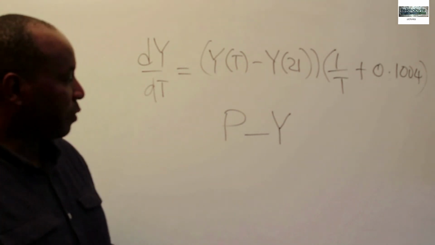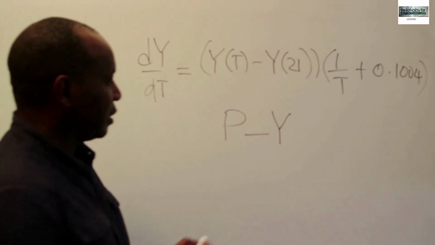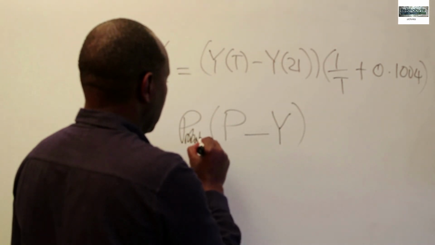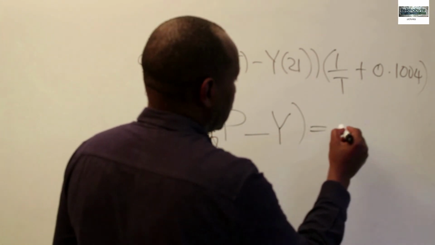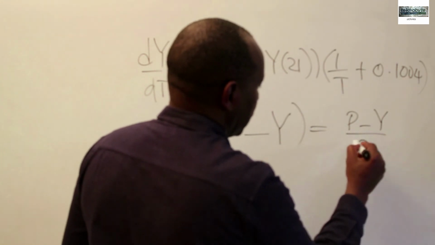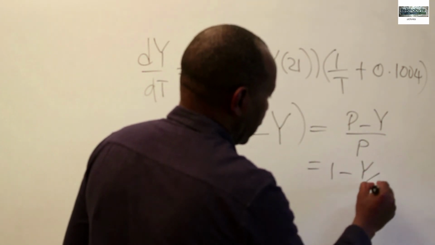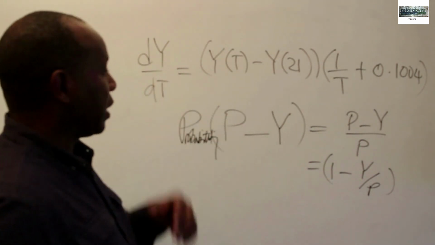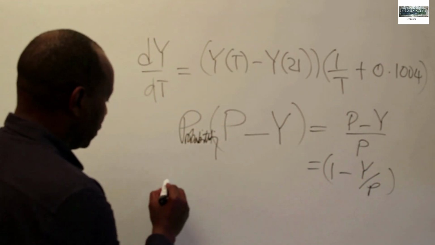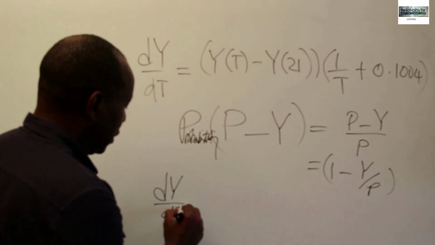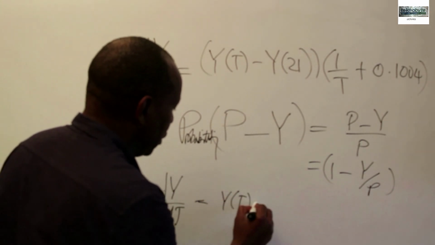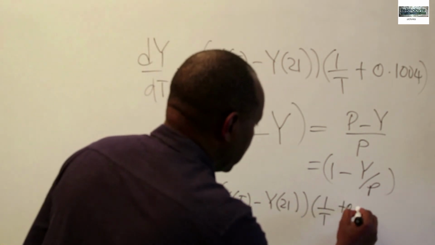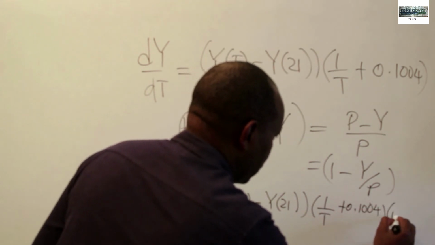Therefore the probability of meeting somebody who has not had the disease is equal to P minus y divided by the whole population, or 1 minus y over P. We can now use this factor to modify our rate of spread and finally get our model to read: dy, the rate of increase, is equal to y of t minus y of t minus 21, times 1 over t, plus 0.1004, times 1 minus y over P.